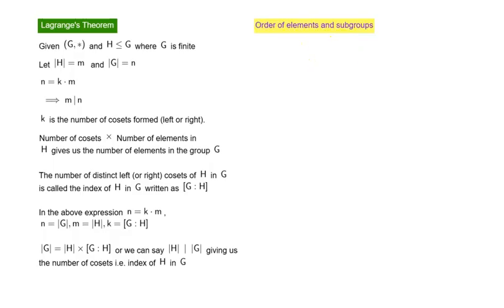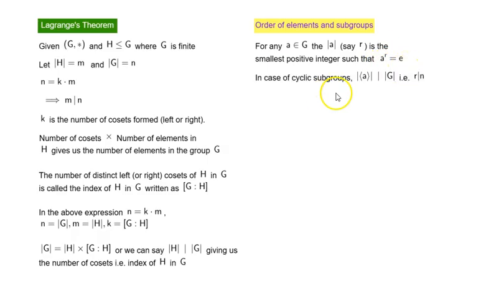Let's look at the order of elements and subgroups. For any A in G, the order of the element A, say R, is the smallest positive integer such that A to the power of R is equal to E. In the case of cyclic subgroups, the order of the subgroup generated by A divides the order of G. That is, R divides N. So, N is equal to R times M.